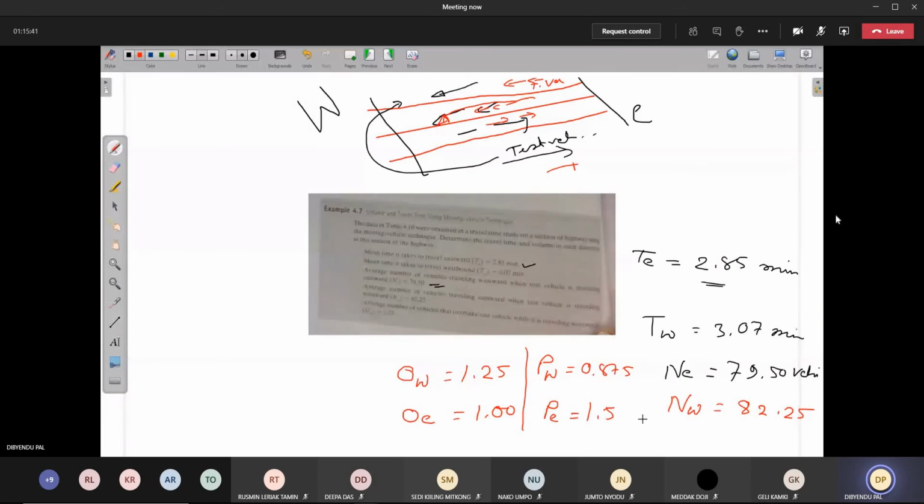The question is, determine the travel time and volume in each direction. So we have to calculate the volume in the west direction, then the volume in the east direction. Then we have to calculate the travel time in the west direction, and then the travel time in the east direction. Total time taken is given. The time taken to travel eastward is already given, but this is not the average. This is basically the time taken by the test vehicle.